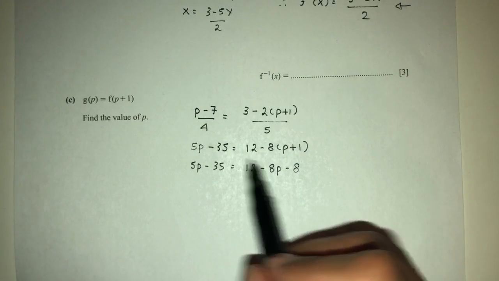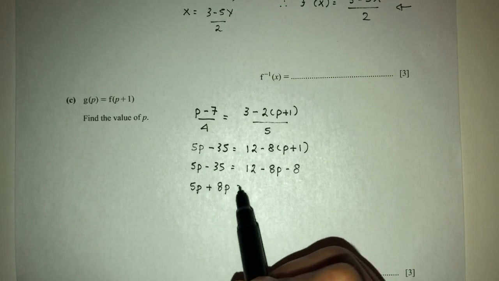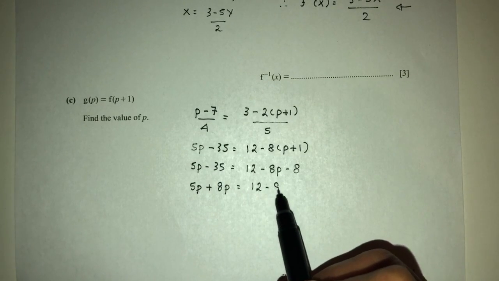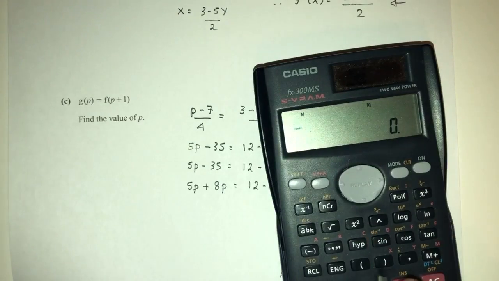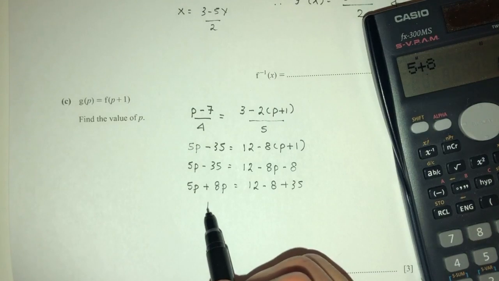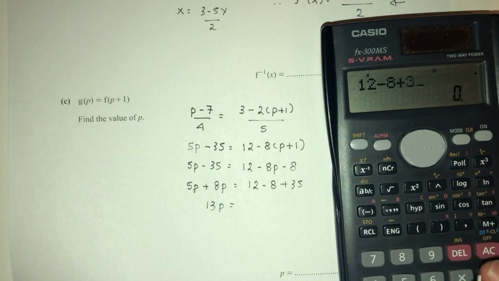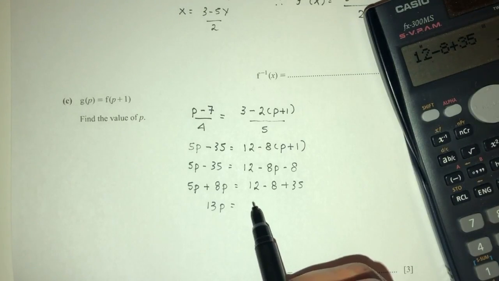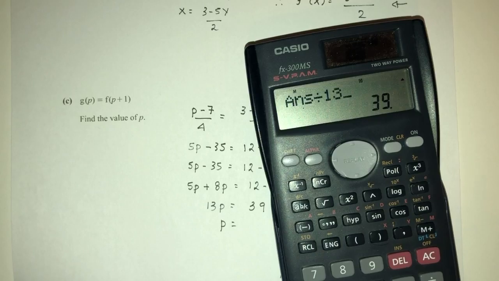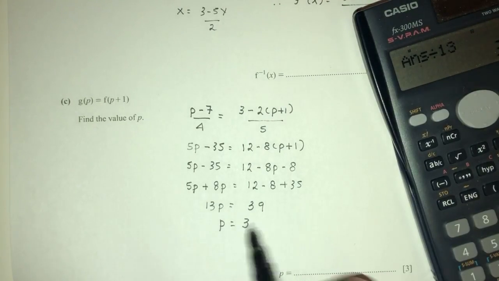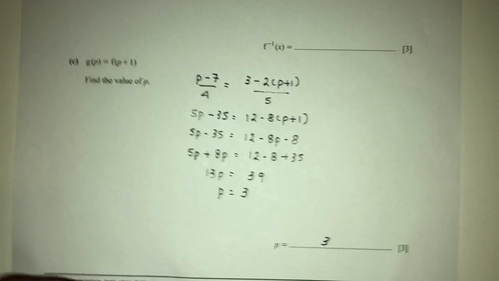Now simplify, so 5p minus 35 will be 12 minus 8p minus 8. Send the 8p to this side, you have 5p plus 8p, that will be 12 minus 8 plus 35. So this will be 5 plus 8, that will be 13. And here we have 12 minus 8 plus 35, which should be 39. So p will be 39 divided by 13, that should be 3. So 3 will be your answer for part C of question number 10.